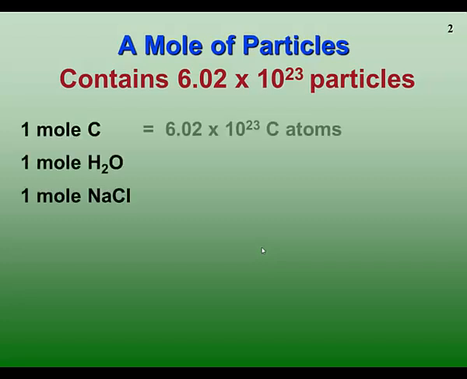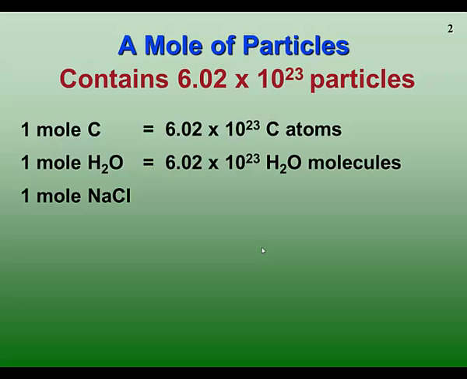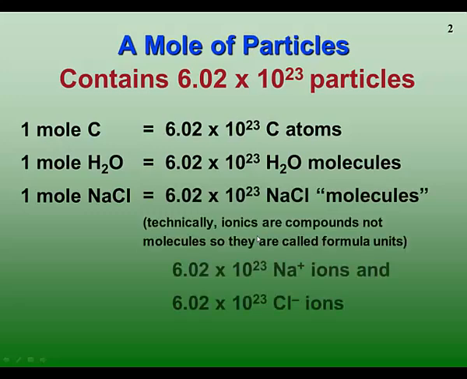So 1 mole of carbon, 6.02 times 10 to the 23rd carbon atoms. 1 mole of water, 6.02 times 10 to the 23rd water molecules. These are called representative particles. The smallest particle of any element is an atom, of any compound is a molecule. Here they have molecules in quotation marks because technically it's not made of molecules, it's made of ions.